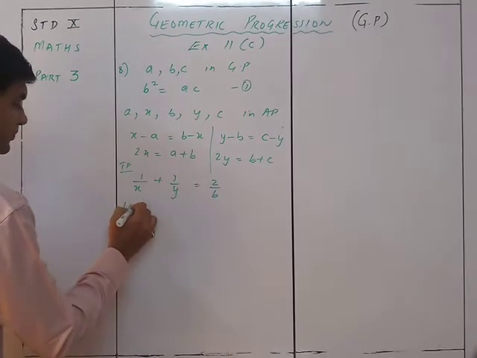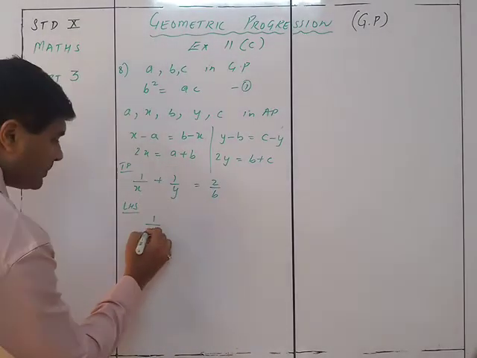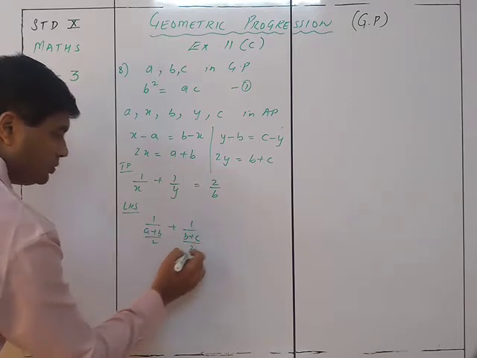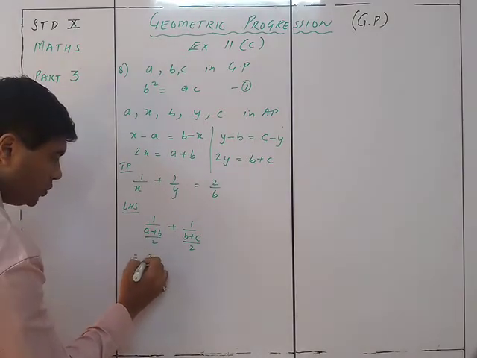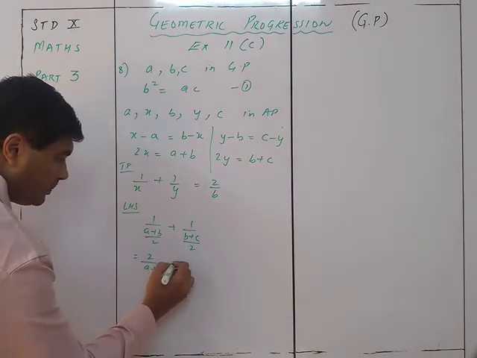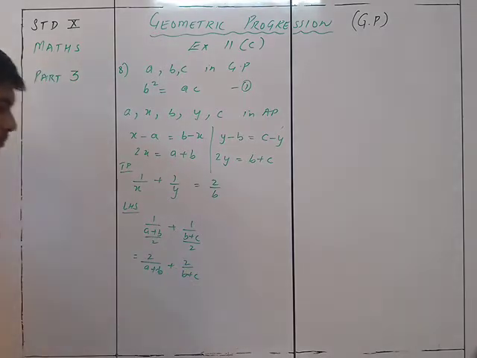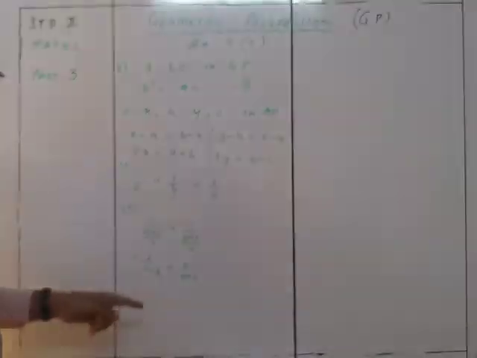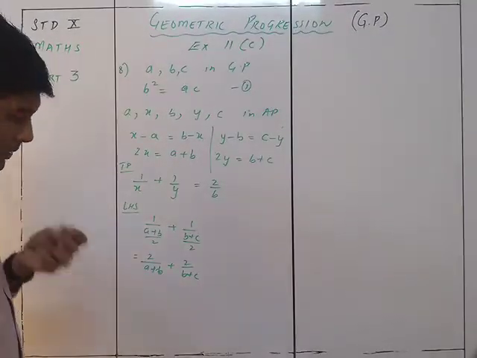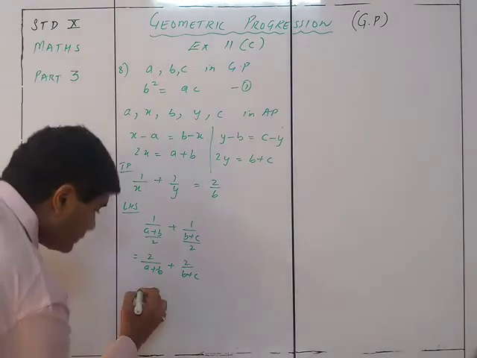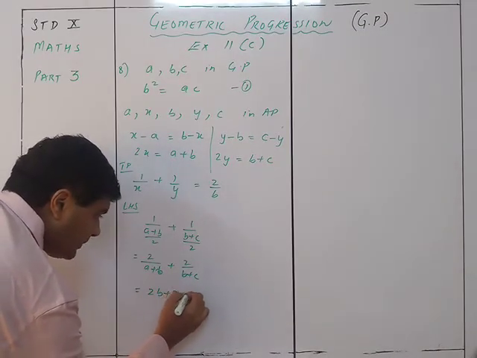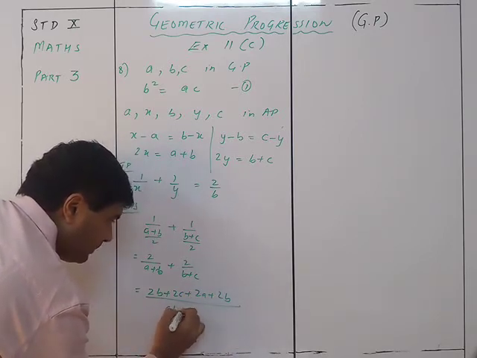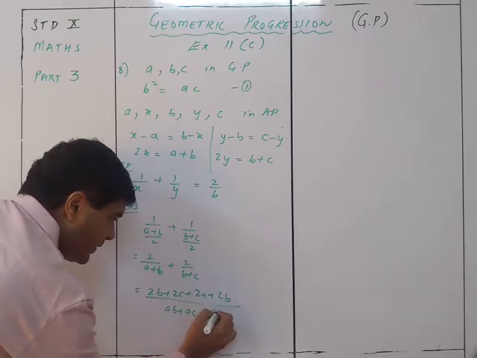So we'll take the LHS. So 1 upon X. What is X? X is nothing but A plus B upon 2 plus 1 upon B plus C upon 2. So 2 goes up. So it will be 2 upon A plus B plus 2 upon B plus C. Right? Okay. So that is what you are having. Now you are going to take the LCM. So this will become 2B plus 2C plus 2A plus 2B upon AB plus AC plus B square plus BC.